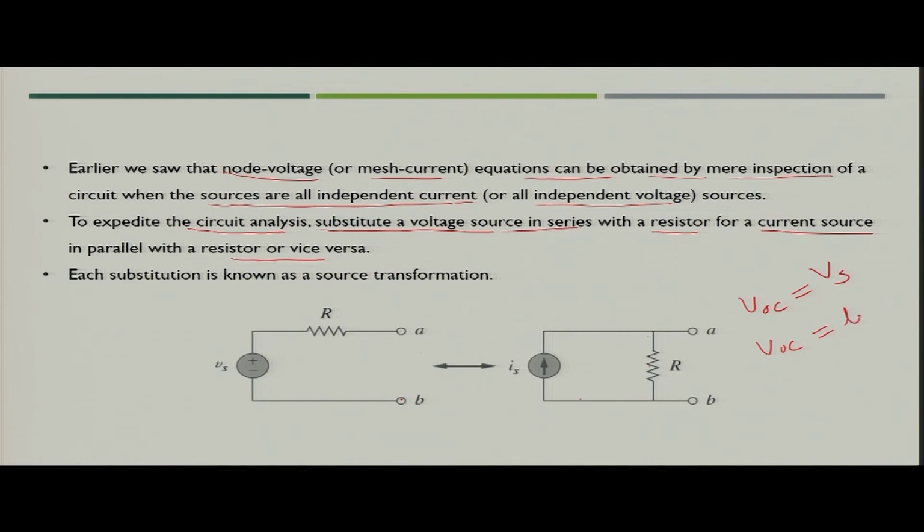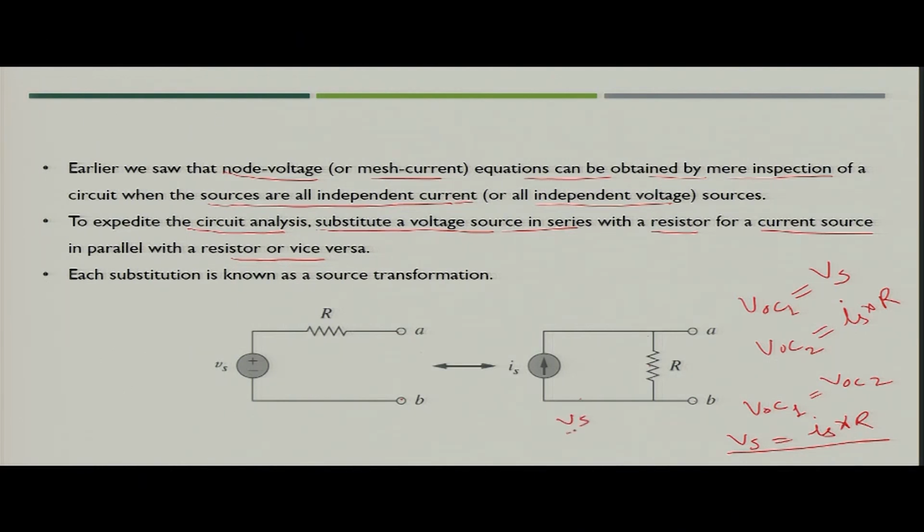Open circuit voltage would be Is into R. Now, as per property, if both of the circuits are equivalent, your VOC for the first circuit and VOC for the second circuit should be equal. So, what you get? You get Vs is nothing but Is into R.